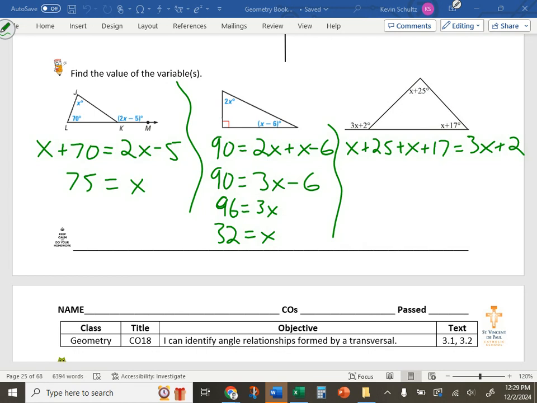So combine some like terms. On the left side, we have two x's and we have 42. And on the right side, we have three x's and positive 2. Variables on both sides. Move our constant 2 to the left, that gives us 40. Move our two x's over to the right, that gives us just an x. And look at that, we're all done. X is 40.